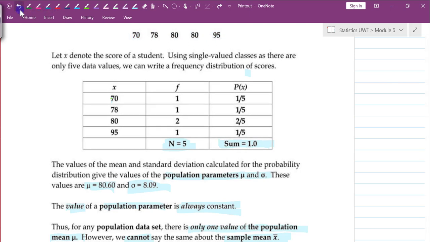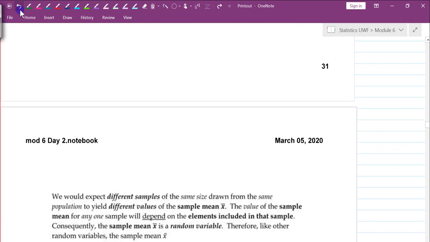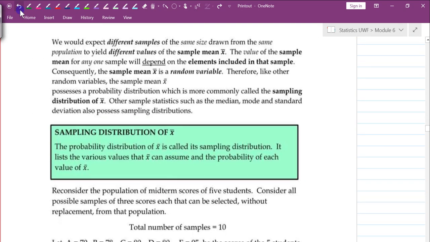We would expect different samples of the same size drawn from the same population to yield different values of the sample mean. The value of the sample mean for any one sample will depend on the actual elements included in that sample, who got chosen to be in the sample. Consequently, the sample mean x bar is a random variable, okay? It changes, it's a variable, it varies based on the elements that were selected to be in that sample.